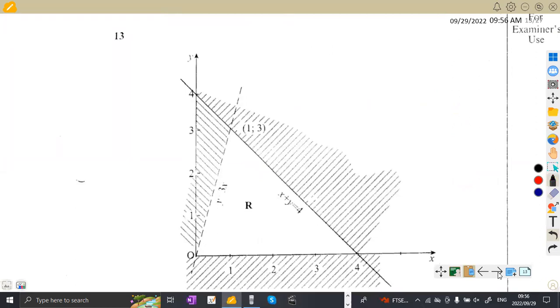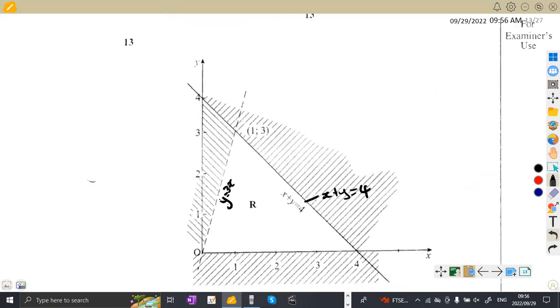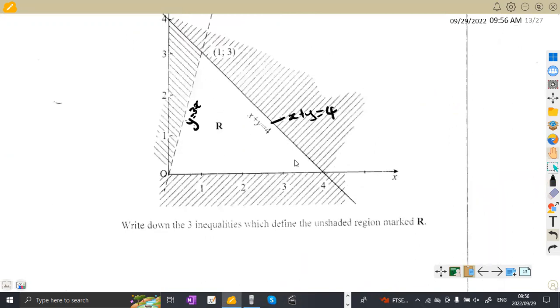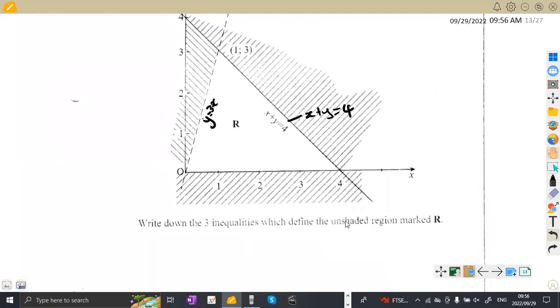Number 13, we are now given a Cartesian plane. We've got the equations actually. This is y is equal to 3x. This line here is x plus y is equal to 4. So this is what we are given. From this information, the question is for us to write down the three inequalities which define the unshaded region. Take note, we are talking about the region which is not shaded, which is written R here.